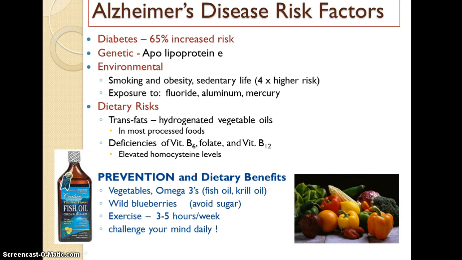Environmental: smoking and obesity, sedentary lifestyle makes sense because what did I just say? Exercise helps. So if you're smoking and you're obese, the blood flow is not getting to the brain like it should be. Exposures to fluoride, aluminum, and mercury can also increase your chance of Alzheimer's.